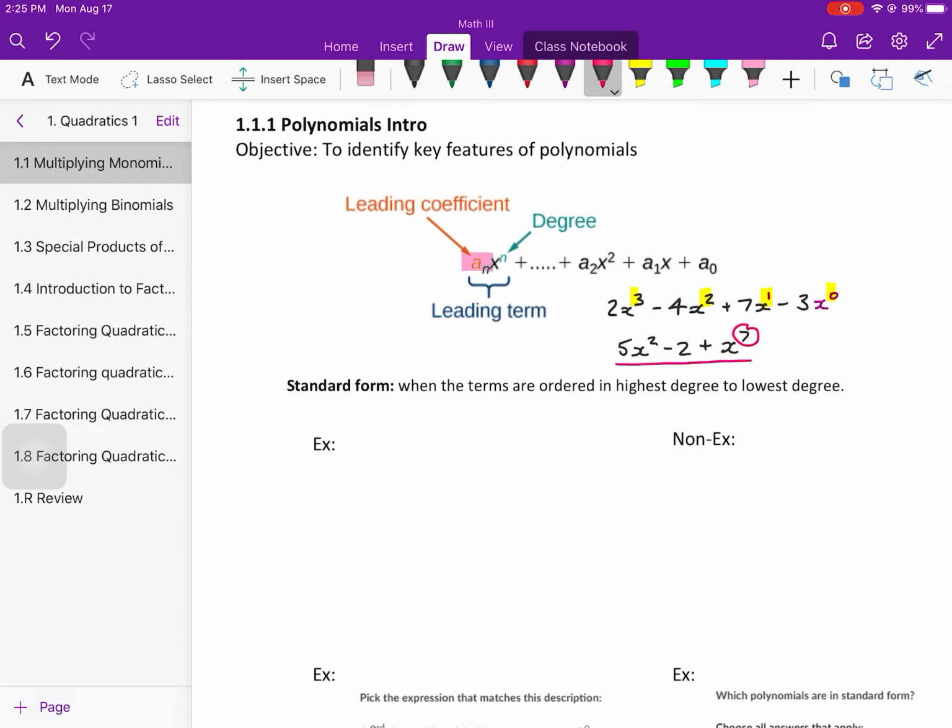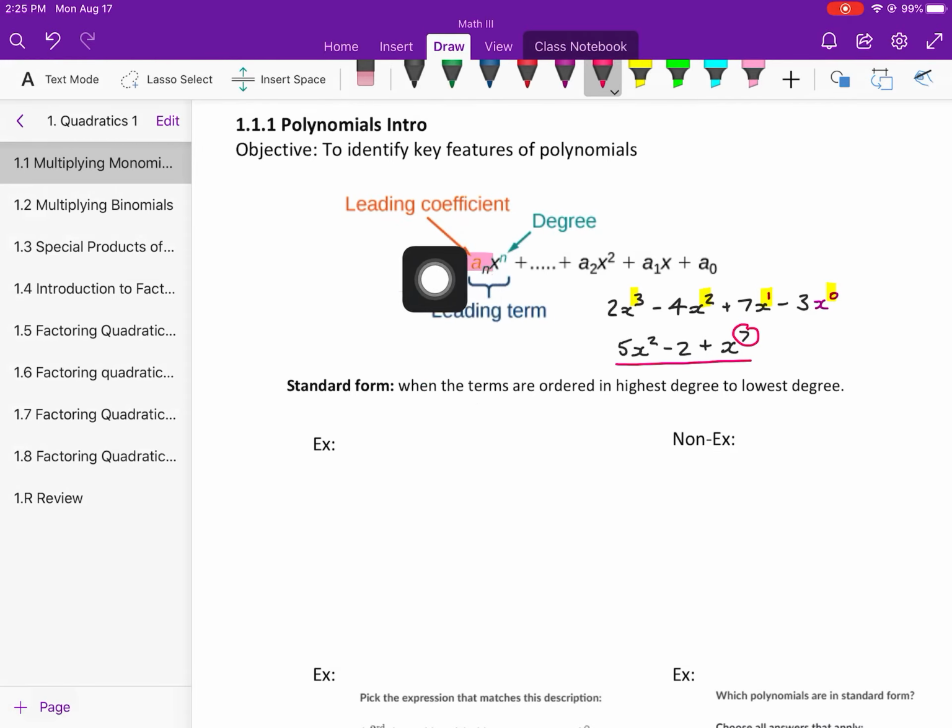The highest power should go first, and it should go in descending order, because in order to be standard form, it's going to go from highest degree to lowest degree. However, even though it's not standard form, this is still a polynomial, and this would be the highest degree. So we would call this the degree of the polynomial. It would be 7.